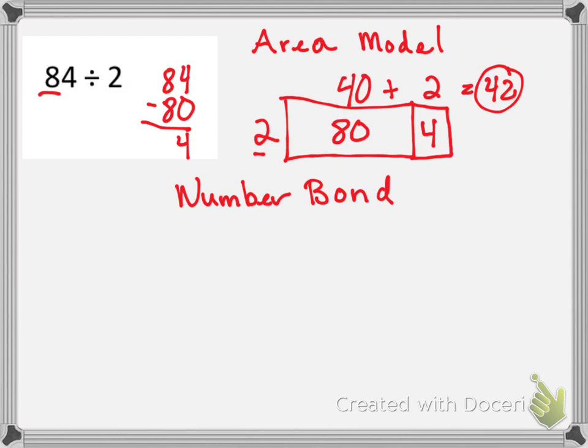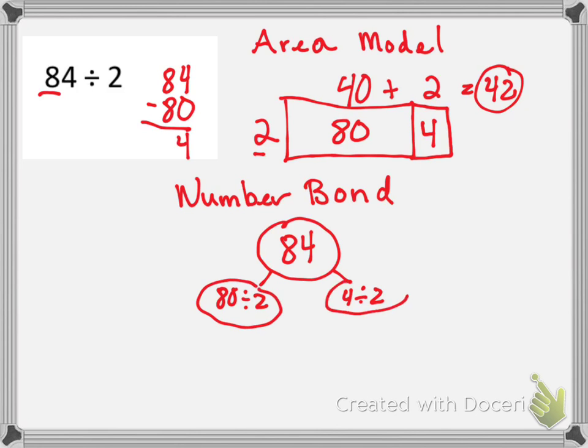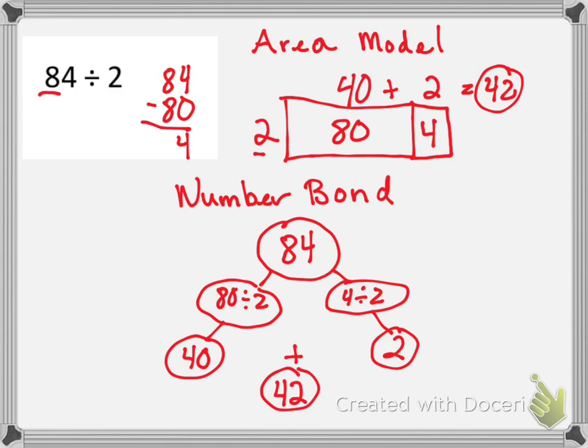All right, so a number bond, we're going to have something big in here, and we're going to break up 84. And in the beginning here, we're going to say, okay, that 80, we're going to be dividing it by 2. So let's make 80 divided by 2. And then over here, from 84, take away 80, breaking it down, we're left with 4 divided by 2. So now, we need to add to our number bond. 80 divided by 2 is 40. And 4 divided by 2 is 2. We add up these two circles, and we now have an answer of 42.